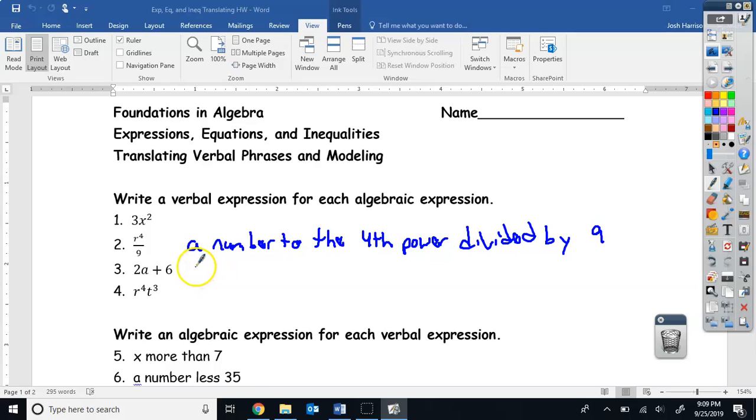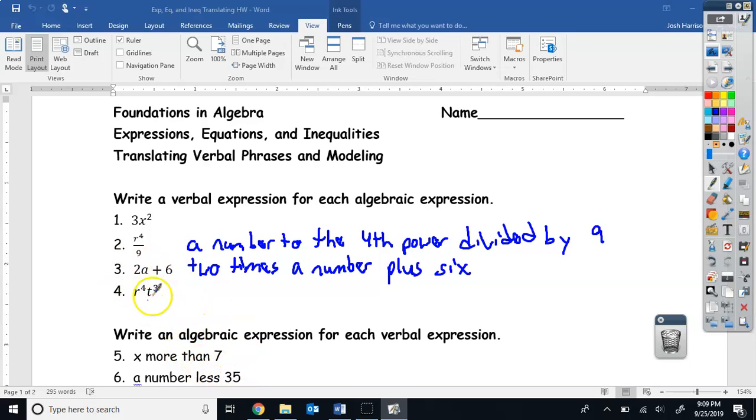The second one here is 2 times, and it's the third one by the way, sorry, a number. We don't know what that number is, that's why we're just saying a number. 2 times a number plus 6. Now you could also, if you wanted to, write the number 2 here and the number 6 here. That would be okay. You could also take this and say 6 more than 2 times a number, because whenever you say 6 more than something, it is adding 6 to something.